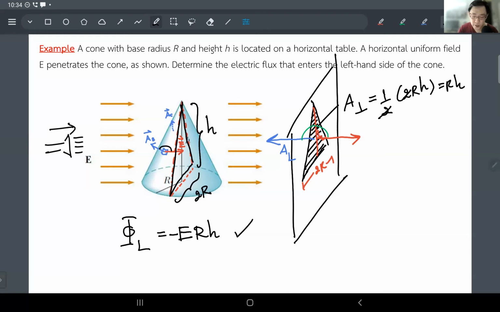And now if you want the flux going through the right side of the cone, it's going to be the same, but positive, because the electric field is trying to exit the cone on the right side. And that will lead you to the net amount of flux through this cone being 0, just like before. And you're done.